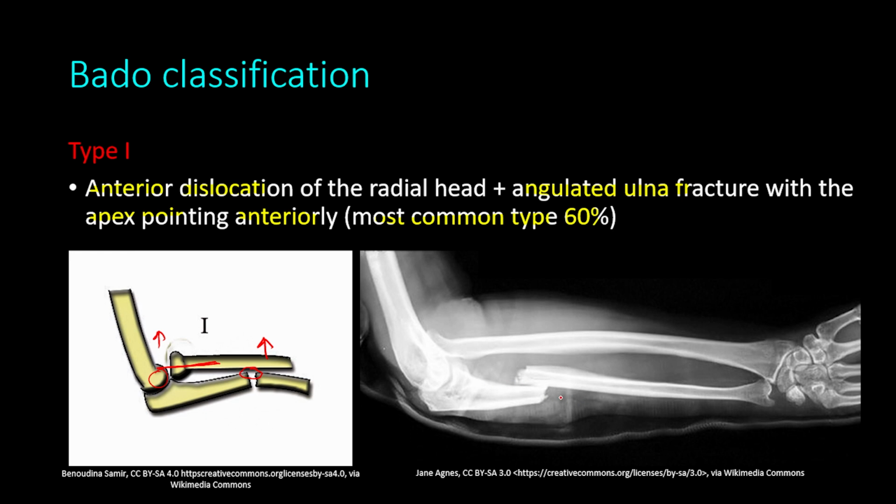Now on the right picture here, we can see a lateral x-ray of the forearm, and it also shows that the radial head is dislocated anteriorly. We can see that the radiocapitellar line here does not cross the capitulum, meaning the radial head is dislocated and it is dislocated anteriorly. And we can see the ulna is also fractured and angulated, and the apex of the angulation is pointing anteriorly too. So this is a Bado type 1.